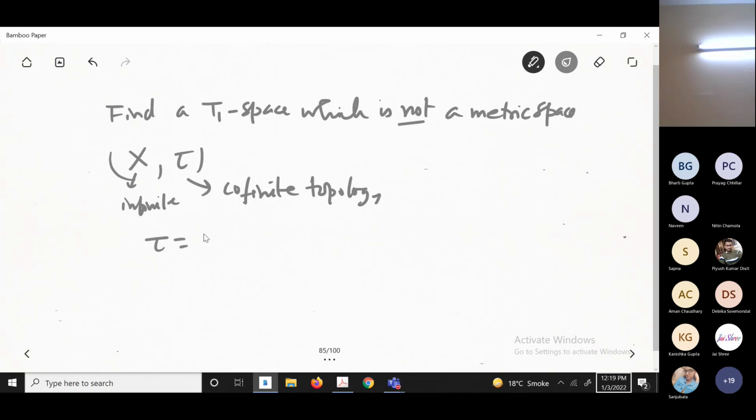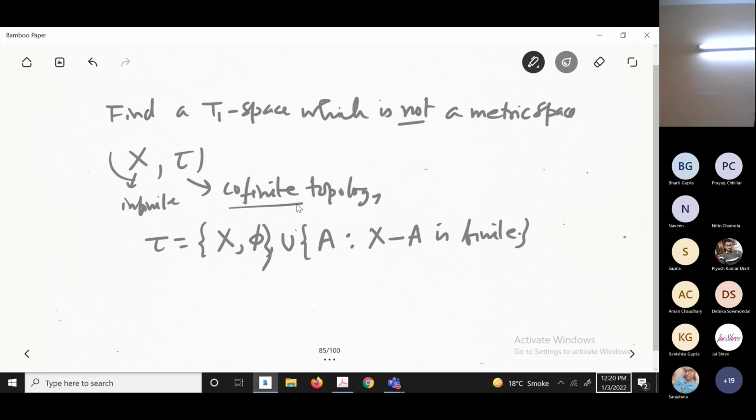You have X, phi, and A. First, take it this way: you write X, phi, union A such that X minus A is cofinite. This means the complement of a finite set, so X minus A is finite. These are the open sets. You can easily check it's a topology. That is called the cofinite topology.